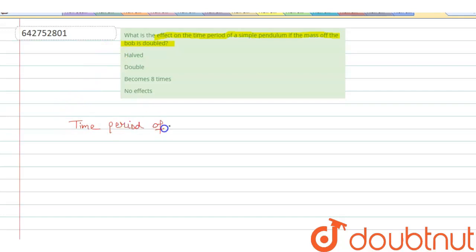period of a simple pendulum is T, that is equal to 2 pi root L divided by g. L is the length of pendulum and g is acceleration due to gravity, which is different at different planets, right? So time period does not depend on the mass of the bob.